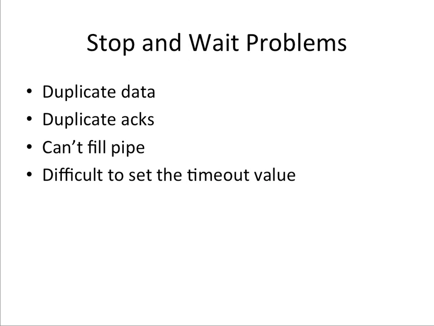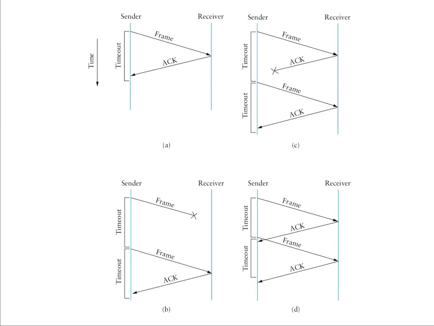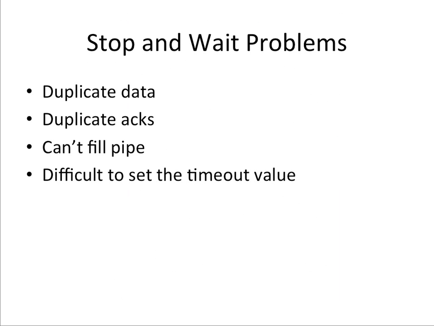Can't fill the pipe. What does that mean? What is a pipe here? We're talking about network connection. So why are we not able to fill the pipe here? Because we're waiting for the ACK, and we're just not using that capacity. And it's difficult to set the timeout value. We're going to talk about how we might take some steps towards estimating a good timeout value towards the end of today.